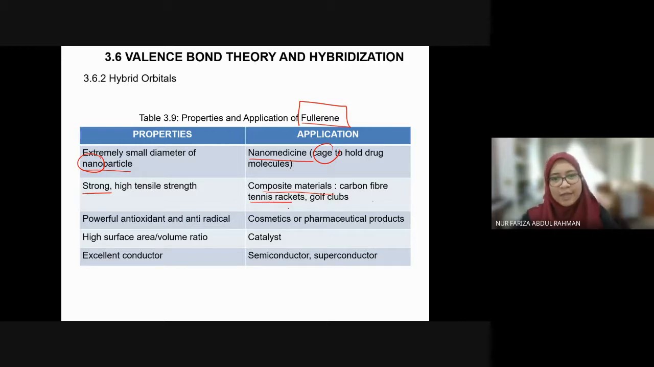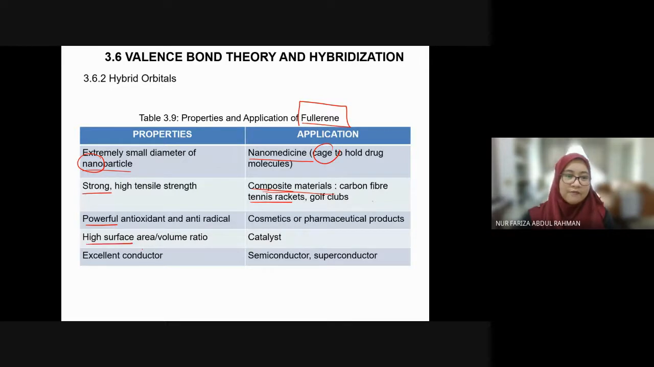If not, it would break, because of the impact of the game itself. When we hit, okay, it will be a very strong impact. So if it's not strong enough, it will break. Okay, same goes for golf club. So those are considered as composite material. It is a mixture, okay. And then we have power. The properties are considered as powerful antioxidant and anti-radical. It can be used as cosmetic and also in pharmaceutical products.